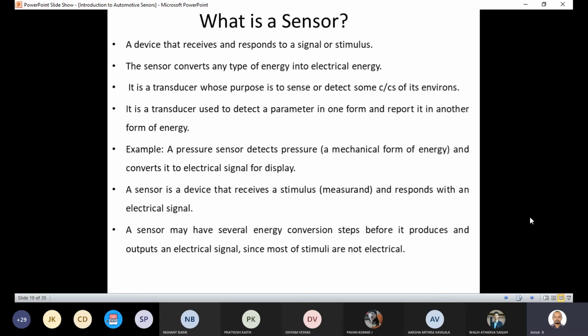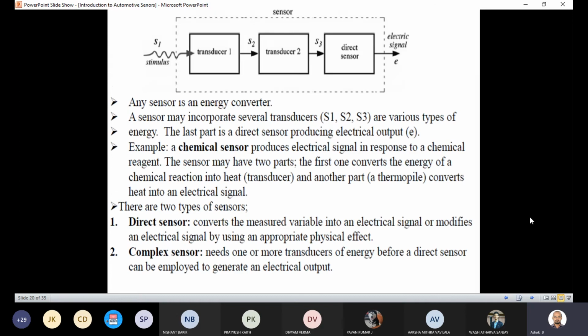So it is a transducer used to detect the parameter in one form and report it in another form of energy. For example, a pressure sensor detects the pressure, that is a mechanical form of energy, and converts it into an electrical signal, either for a display or for a control system purpose. So a sensor is a device that receives the stimulus, that is a measurement value, and responds with an electrical signal. So before a sensor can give the electrical signal, it has to convert one form of energy to another form.